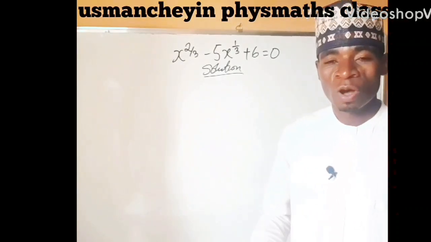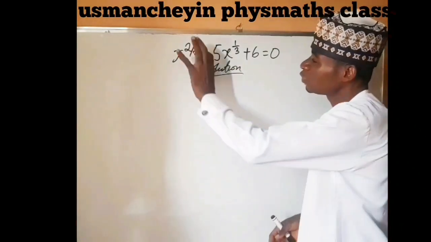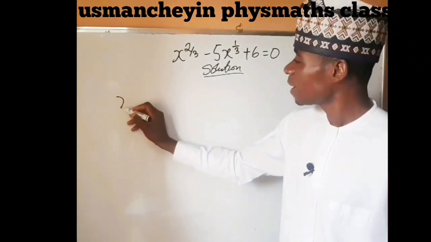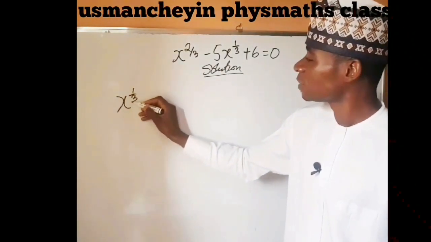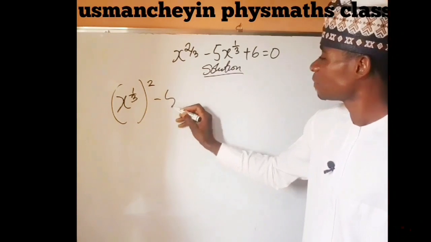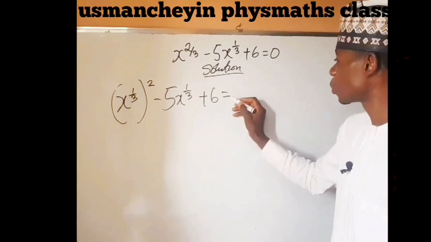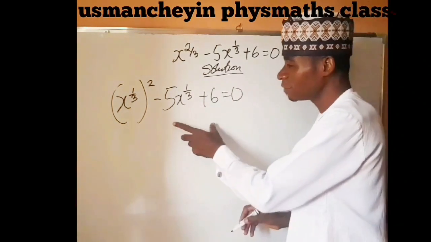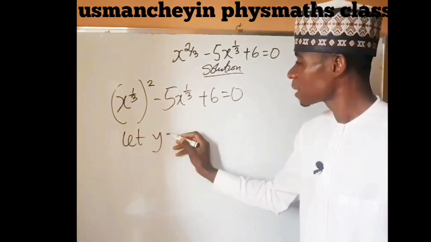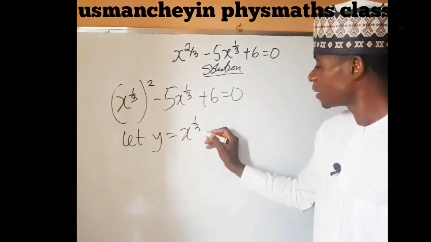Let's look at the solution of this logarithm equation. Now, in a problem like this, the first thing we need to do is a little work on this power. So we can now write it like this: x raised to the power 1 over 3, all in the bracket, raised to the power 2, minus 5 x raised to the power 1 over 3 plus 6 equals 0. Now, at this very junction, we'll let y equal x raised to the power 1 over 3.